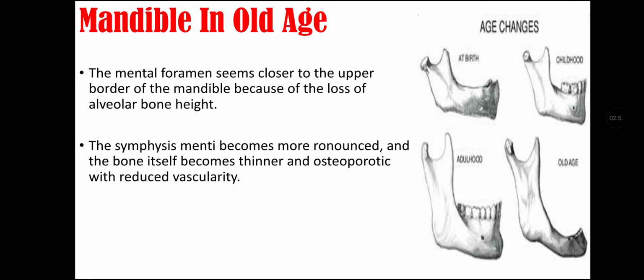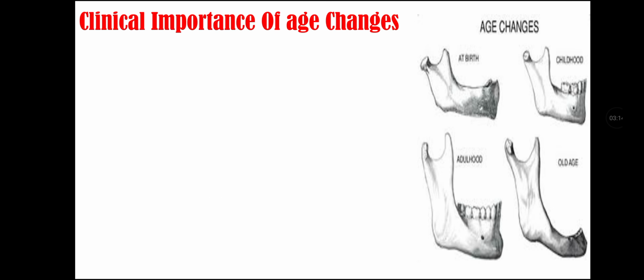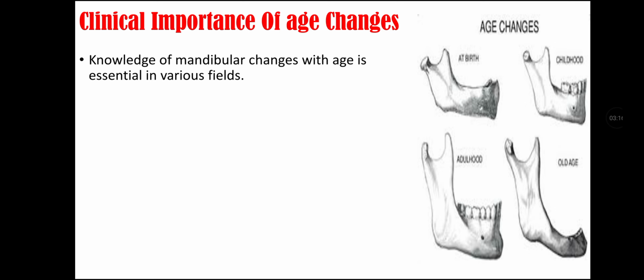bone height. The symphysis menti becomes more rounded and the bone itself becomes thinner and osteoporotic with reduced vascularity. These changes are natural consequences of aging and are often exaggerated by tooth loss and bone remodeling over time. Clinical importance of age changes in the mandible.